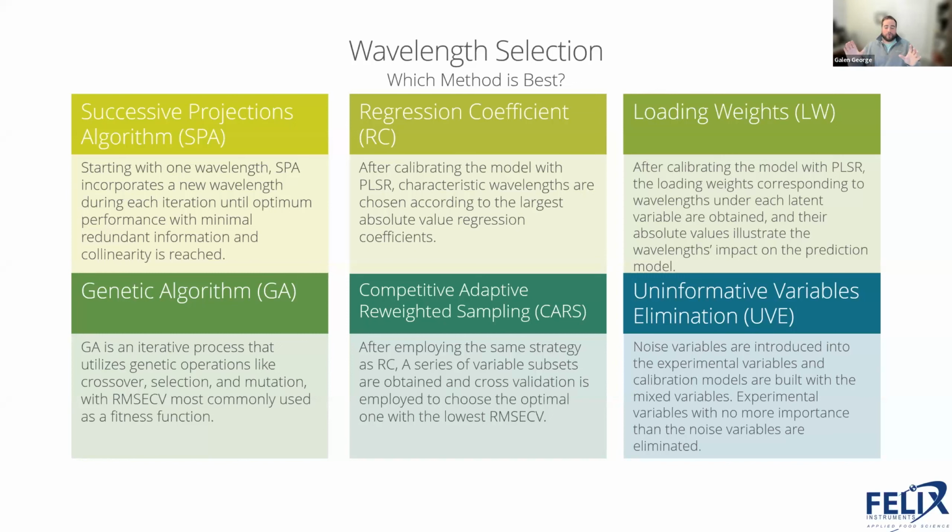And so when you can determine which experimental variables are equivalent to those noise variables that you artificially introduced, then you know that those experimental variables have no important information because they're equivalent to the noise that you just added in. And so you can just eliminate those, and then whatever's left is your variables that you want to select. When I say variables, I'm talking about wavelengths. So that's all kind of interchangeable terminology.